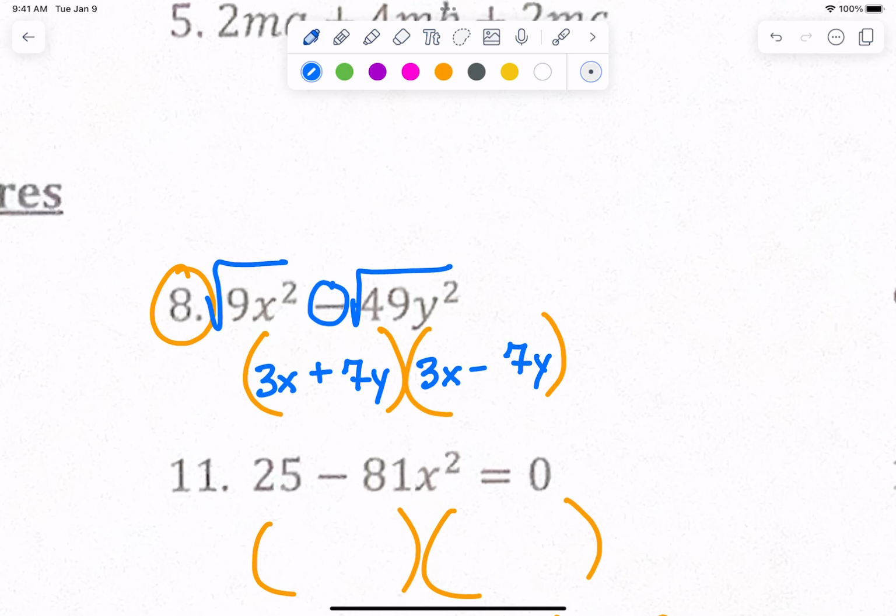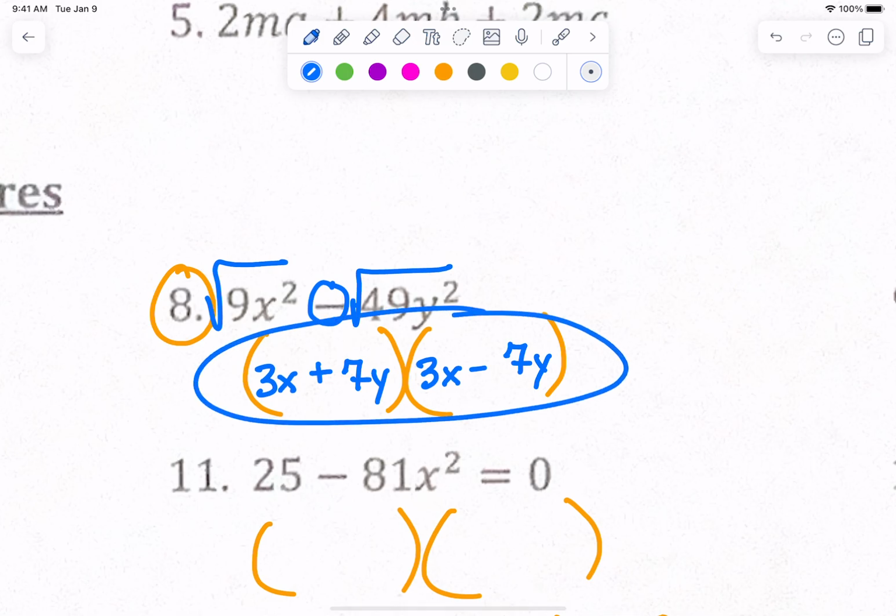There you go. This problem is done. This problem is done. We don't have to set equal to 0. It is done. Got it?